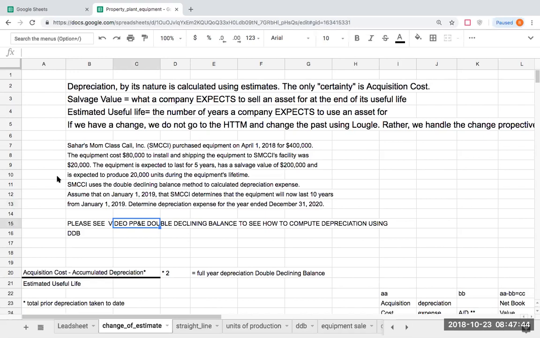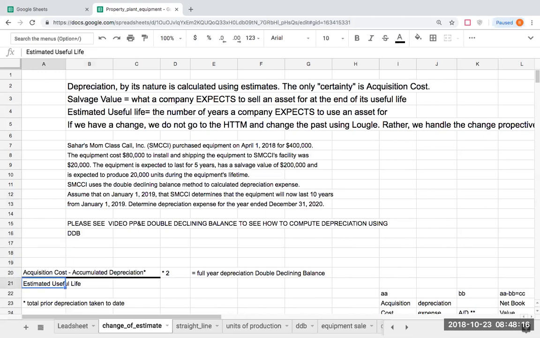Again, please refer to the other video if you want to see how this works. The one way I'm changing this question on the double declining balance is that now we're assuming on January 1st, 2019, that SMCCI determines that the equipment will now last 10 years from January 1st, 2019. And we're being asked to determine the depreciation expense for the year ended December 31st, 2020.